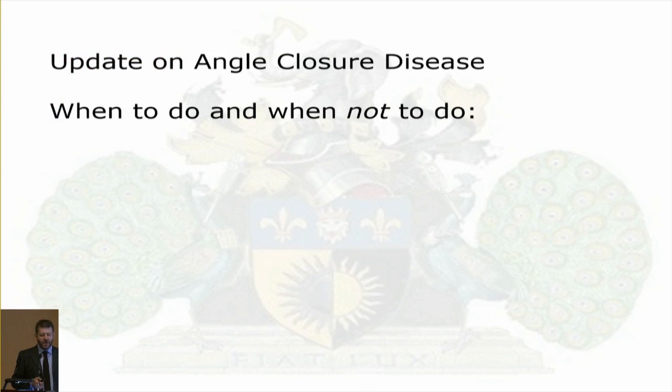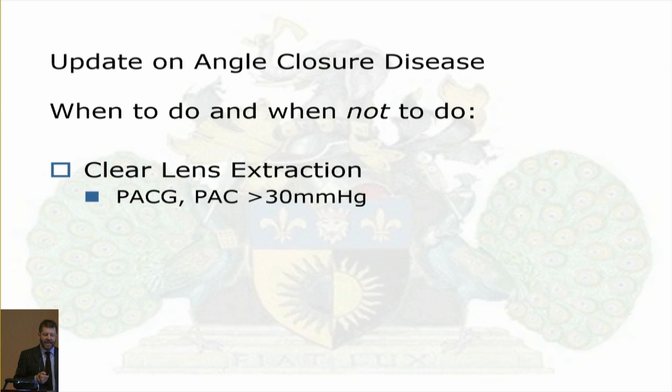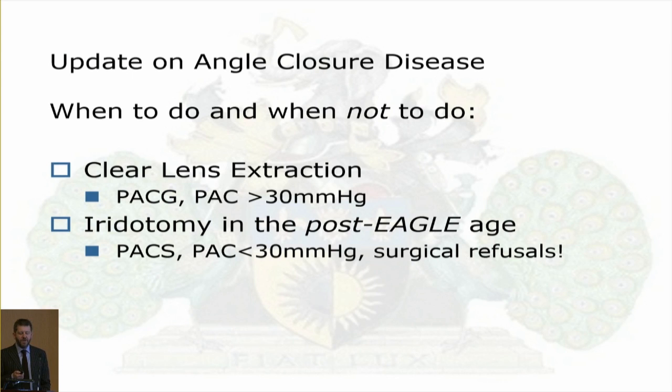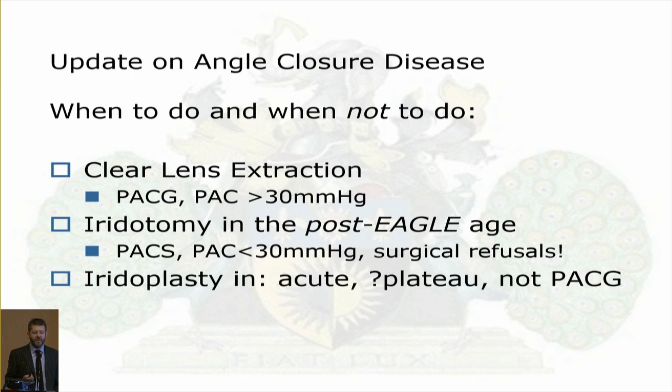top. So I hope that I've managed to cover some of when to do and when not to do clear lens extraction for the angle closure disease, primary angle closure with pressures over 30, iridotomy in the post-eagle age for primary angle closure suspects and lower pressure patients with PAC, and anyone who refuses surgery, of which there are a significant group. And of course, probably the younger patients are still having iridotomies, not clear lens extraction. I have a significant number of iridotomies in patients who are under 50.